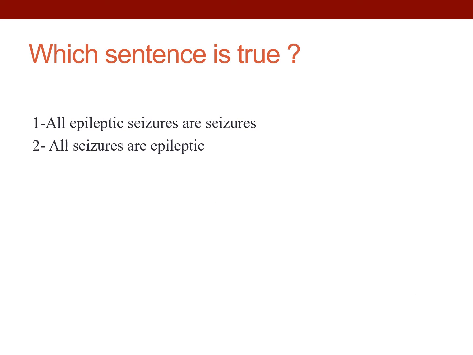In order to understand what I was trying to say, can you tell me which sentence is true? All epileptic seizures are seizures, or all seizures are epileptic. You have 5 seconds. 1, 2, 3, 4, 5. Well, definitely it is the first one, because all the epileptic seizures are seizures, but not all seizures are epileptic.